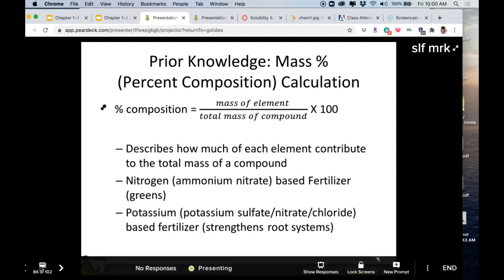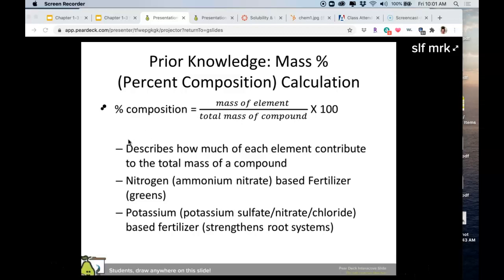Okay, so percent composition tells you the mass of what percent of the compound is each element. So you take the mass of the element, you divide it by the total mass of the entire compound, and then to turn it into a percent, we multiply by 100.